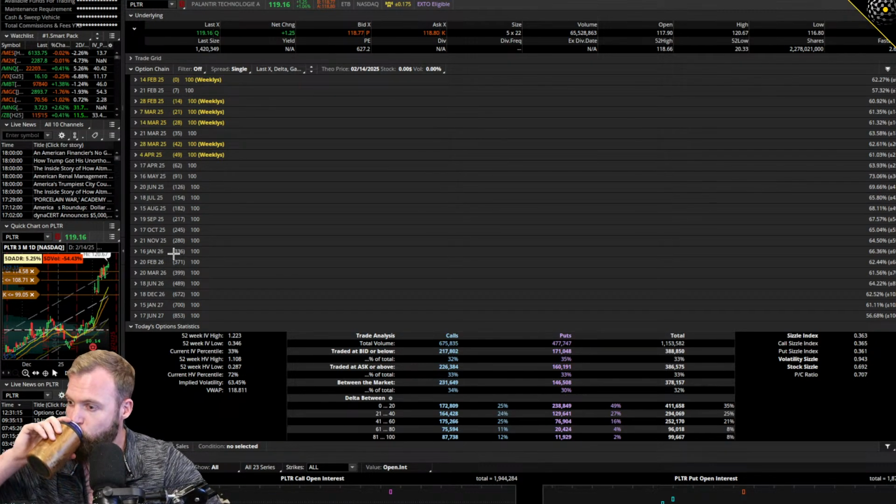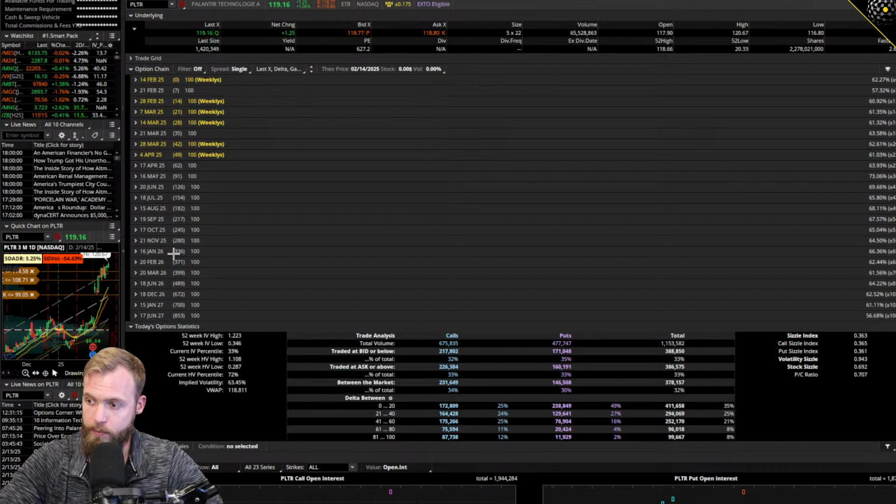Now, the more important element is the different directions we can go, but then also the relationship between the legs and the ratio of legs. Most of the stuff that I will trade will be a ratio in some capacity.